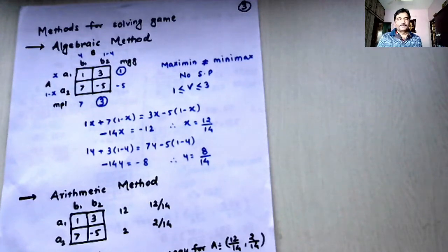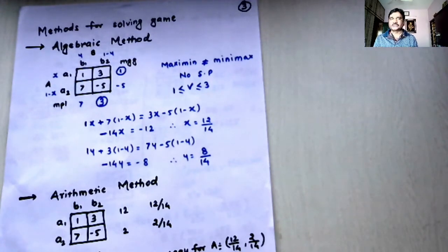Having understood various properties which make a certain situation a game, and the representation of the game, reading the game, finding minimax and maximin, and if minimax is equal to maximin, then the game has a saddle point. And if the game has a saddle point, each player in the game is supposed to use a pure strategy, meaning only one course of action amongst the various courses of action available to him.